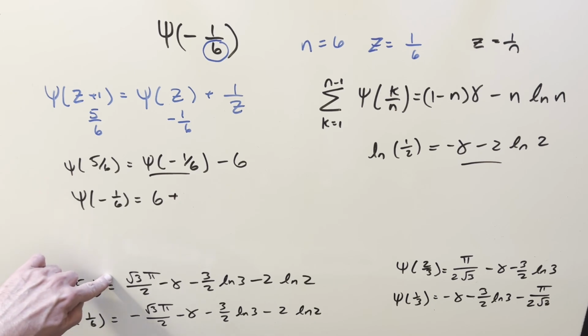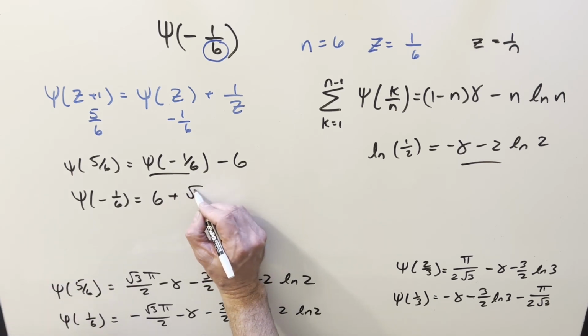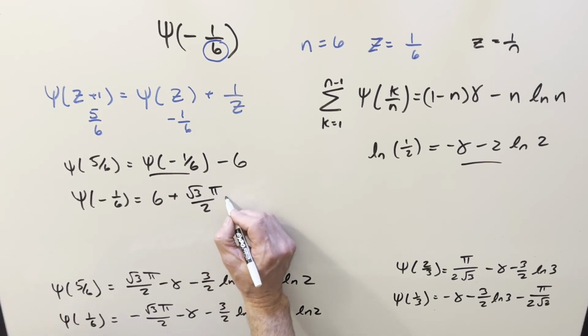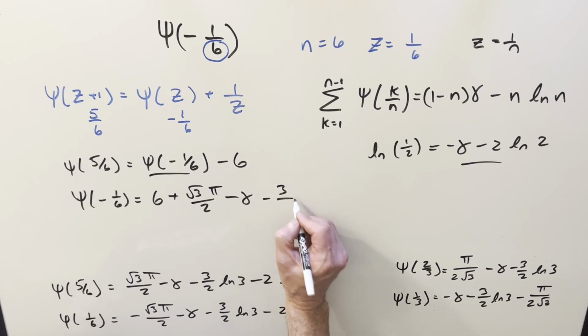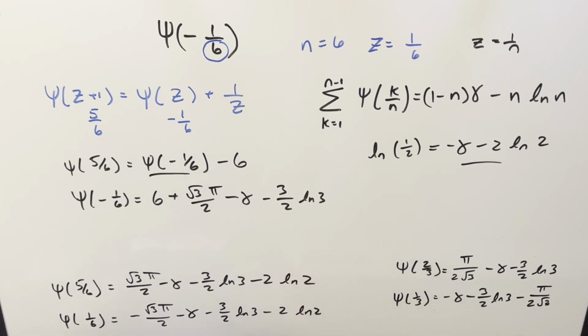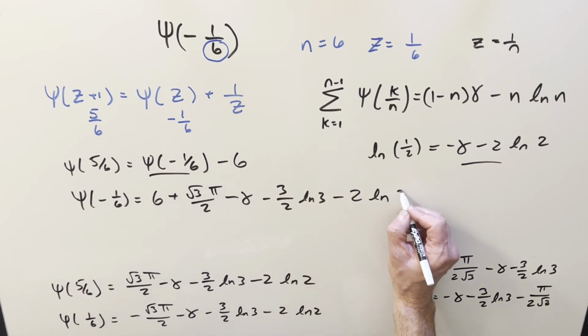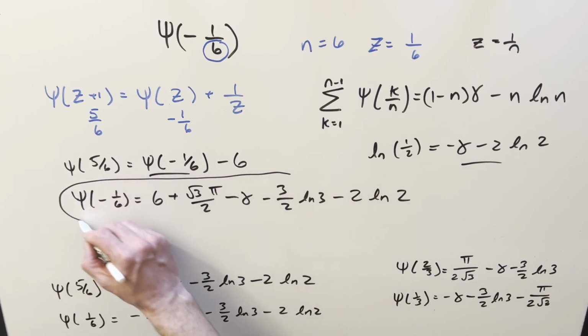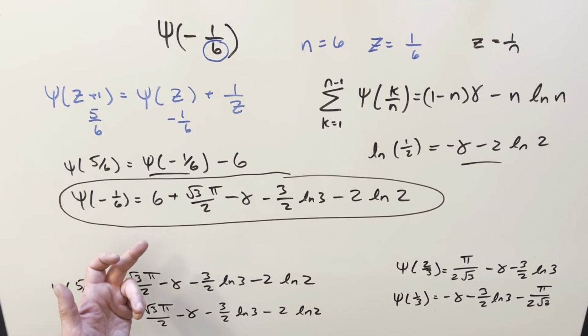But we found that value right here. It's going to be all this stuff here. Square root of 3 pi over 2 minus the constant minus 3/2 ln 3 minus 2 ln 2, and that's it. So as you can see, it's a pretty long solution and a pretty long method, but we got all these other values along the way.